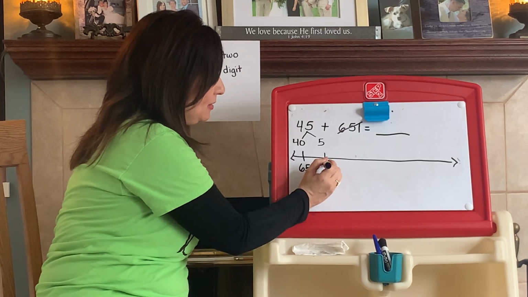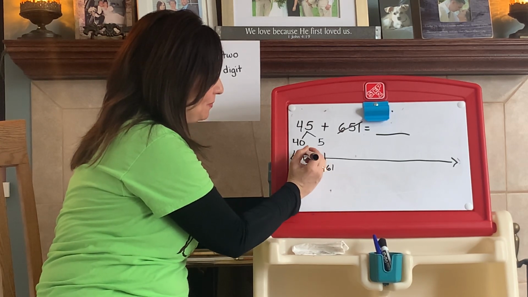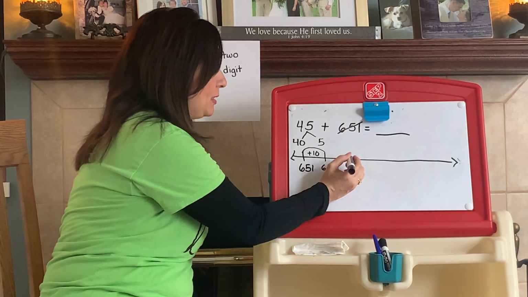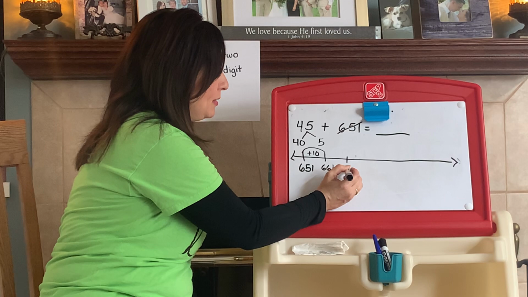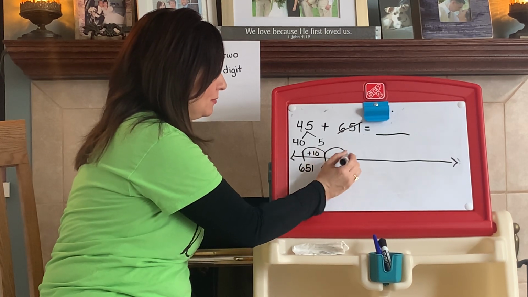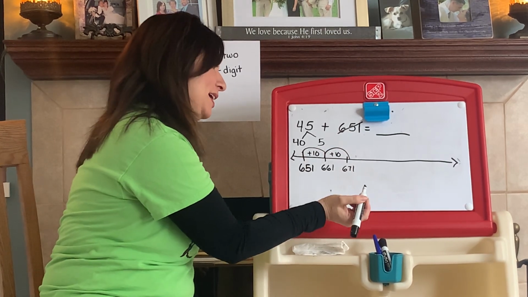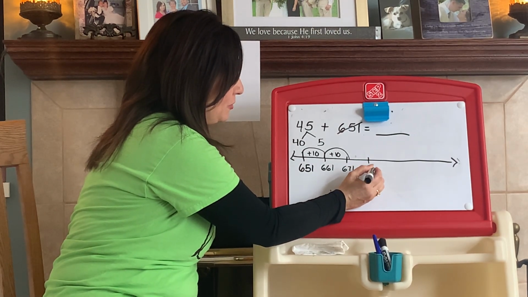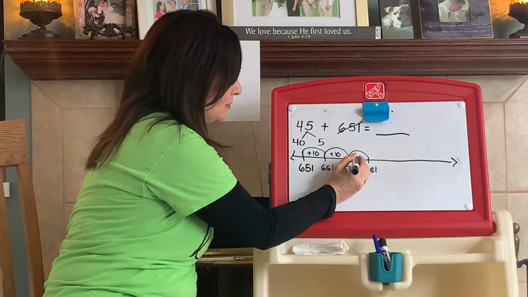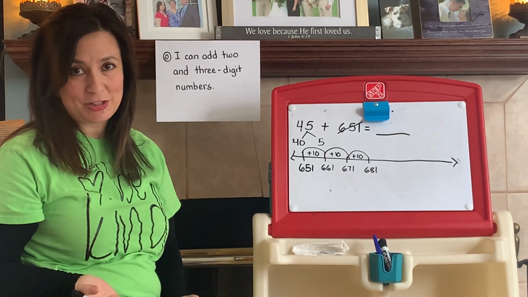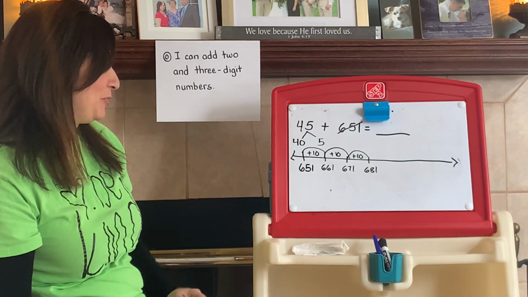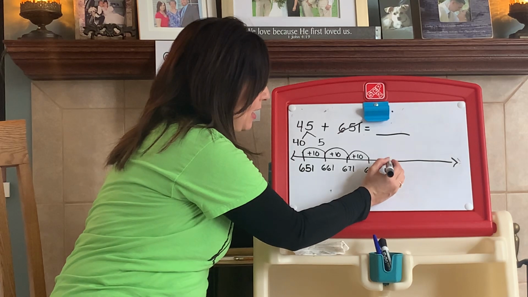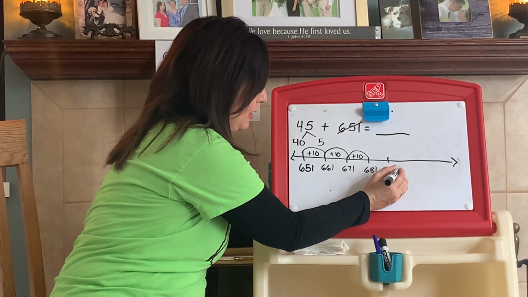651 plus 10 is 661. I'll take another jump. 661 plus 10 is 671. I'll take another jump. 671 plus 10 is 681. Do I have any more 10s to jump? What do you think? I do, because I've only jumped 3 10s so far, so I have one more to jump, and that will get me to 691.